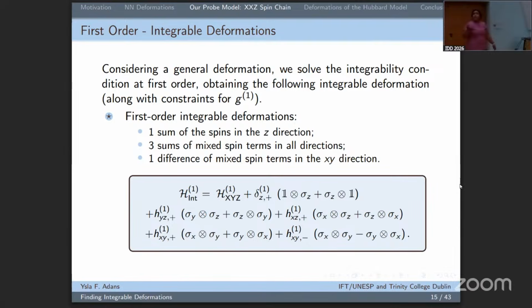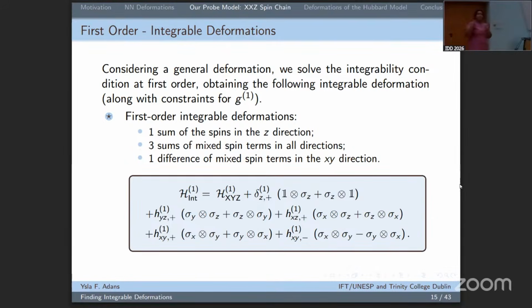You get one spin term that is only in the Z direction. This is because of the homogeneity that you put in your problem. Now only the spin Z direction is conserved. You have three terms here that are symmetric terms that mix the spins, and they all appear, but the only term that is antisymmetric that appears in these deformations is with X and Y. Again, because you have put the asymmetry in XXZ. So this is fine. I have the deformations, but all of them are fully integrable.